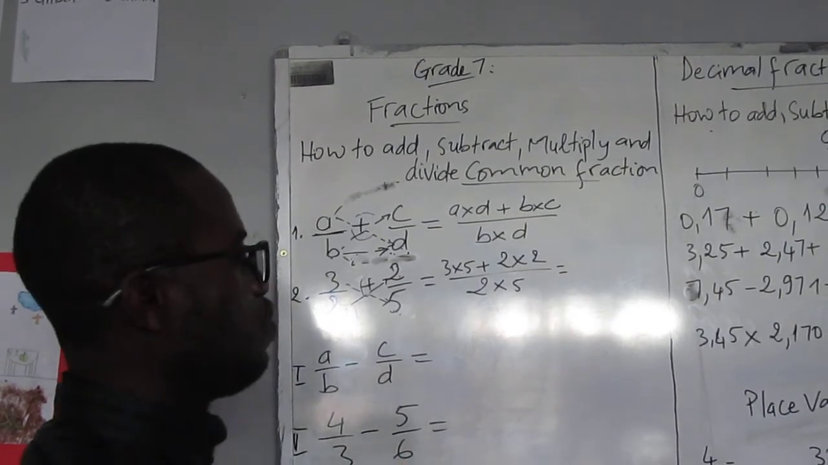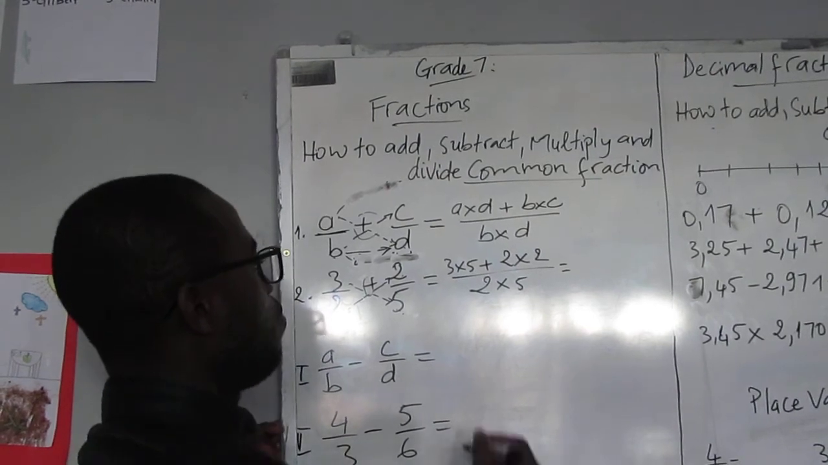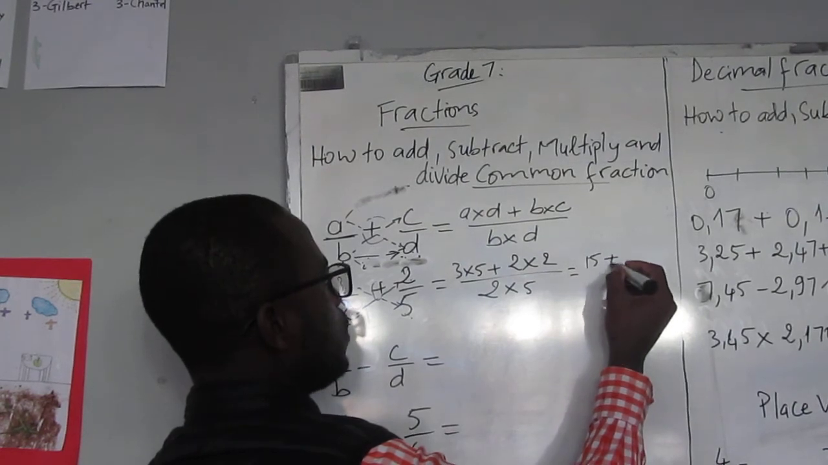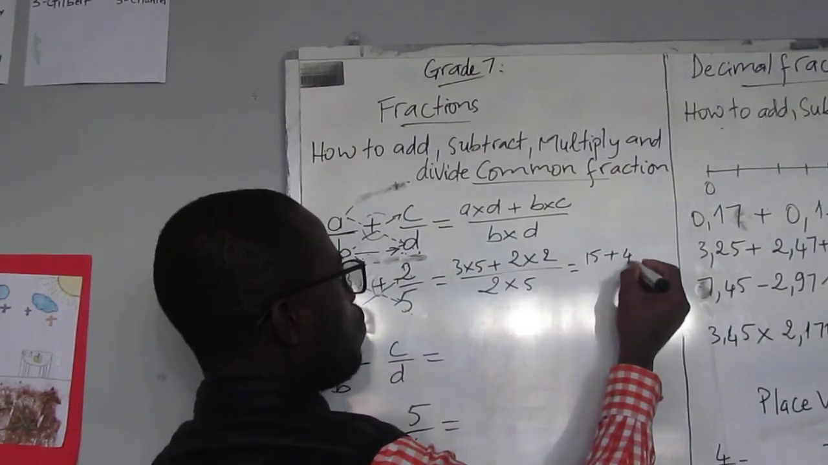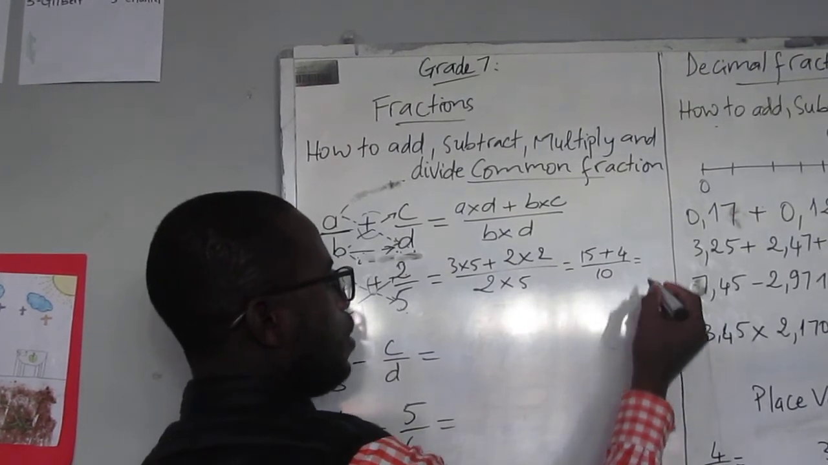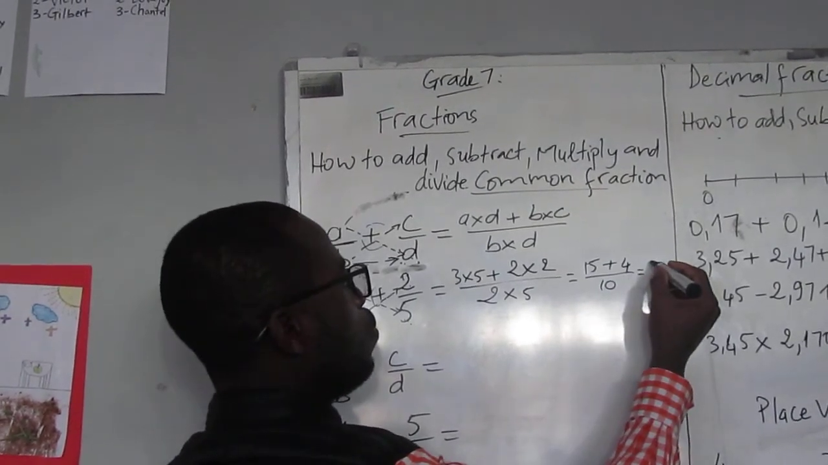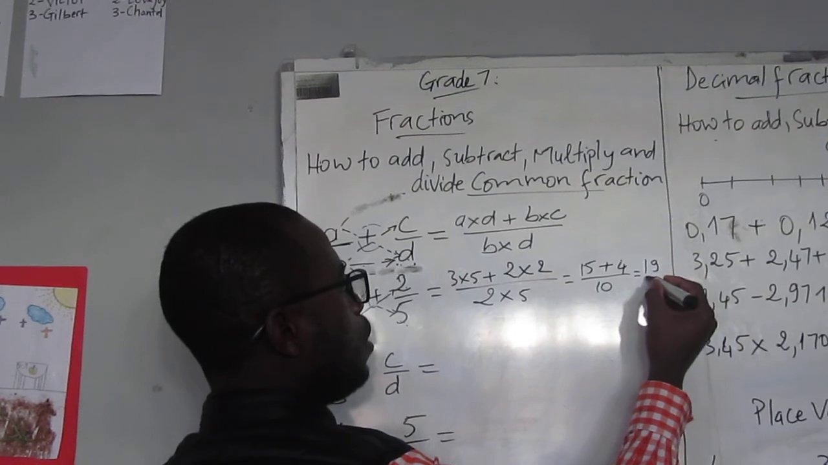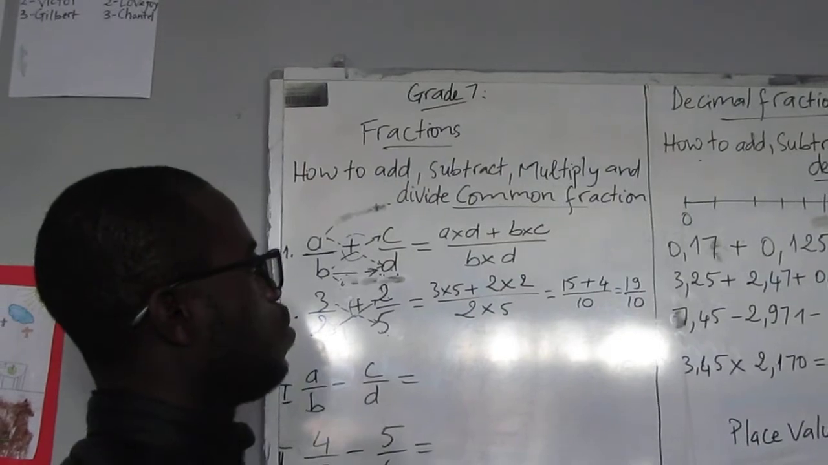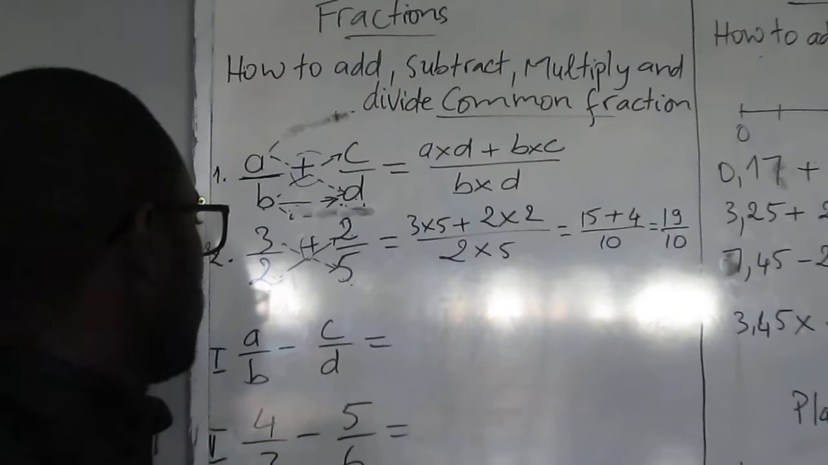Now it's easy for us to give the answer, because we already know our multiplication table. We're in grade 7, we're old enough. 3 times 5 equals 15, plus, we keep the sign, 2 times 2 equals 4. 2 times 5 equals 10. Then 15 plus 4 equals 19 over 10. Here we cannot simplify, because 19 is not a multiple of 10. We only have the multiple of 10 down here.